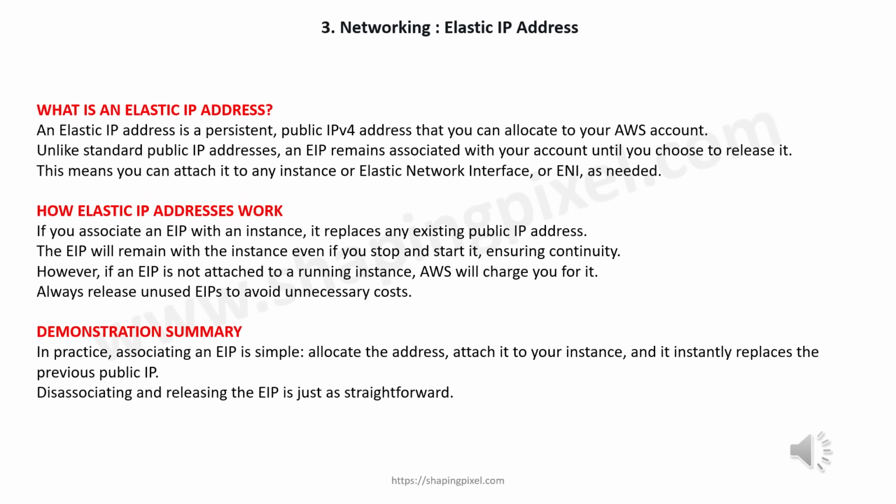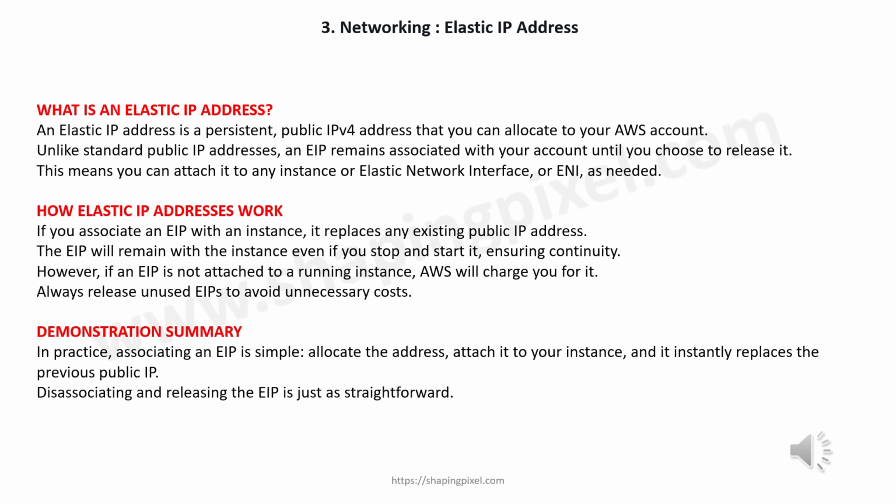If you associate an EIP with an instance, it replaces any existing public IP address. The EIP will remain with the instance even if you stop and start it, ensuring continuity. However, if an EIP is not attached to a running instance, AWS will charge you for it. Always release unused EIPs to avoid unnecessary costs.